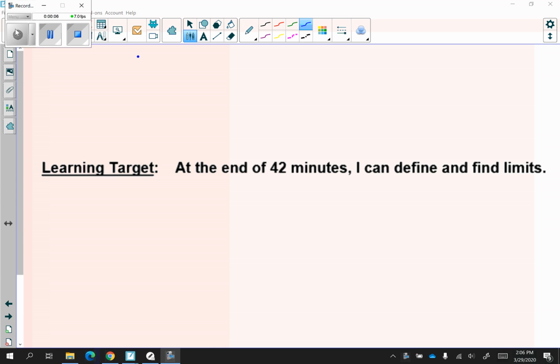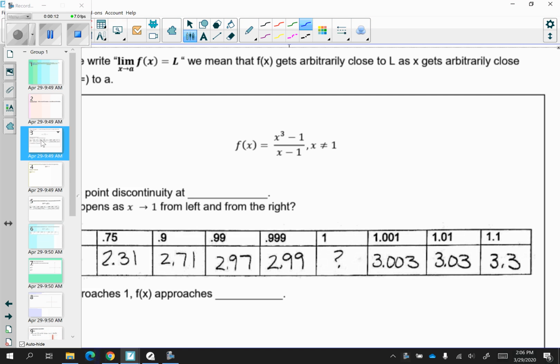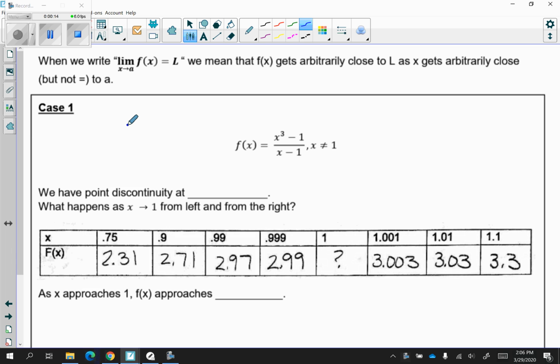Today's learning target is I can define and find limits. So let's define what a limit is. When we write the limit as x approaches a of f of x is equal to L, we mean that f of x gets arbitrarily close to L as x gets arbitrarily close but not equal to a. And we're going to talk about a few cases today.